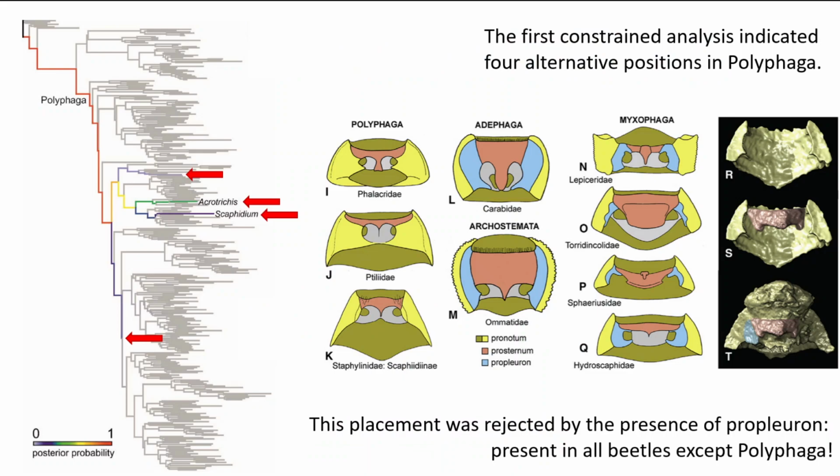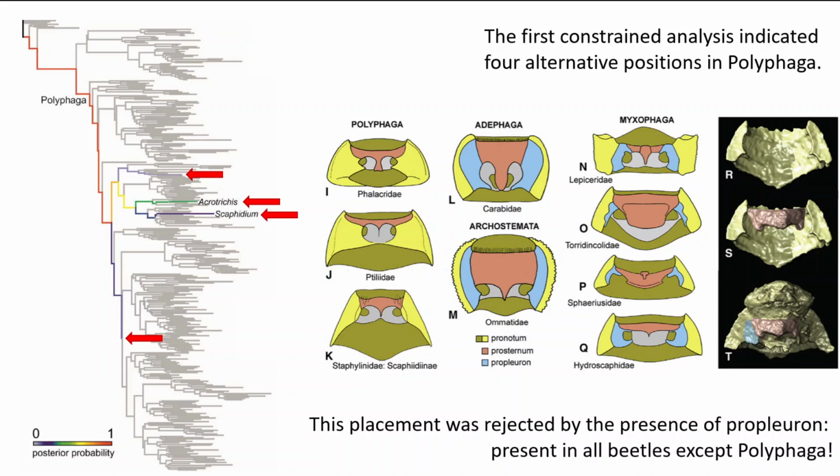And we tried the analysis again. So in the first analysis, which was run without any additional limits, we got four alternative placements, all of them in the huge lineage of beetles called Polyphaga, which actually comprises most beetles you can find outside of here nowadays.